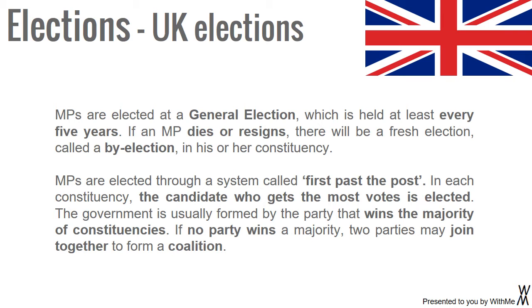UK elections. MPs are elected at a general election, which is held at least every 5 years. If an MP dies or resigns, there will be a fresh election, called a by-election, in his or her constituency. MPs are elected through a system called first past the post. In each constituency, the candidate who gets the most votes is elected. The government is usually formed by the party that wins the majority of constituencies. If no party wins a majority, two parties may join together to form a coalition.